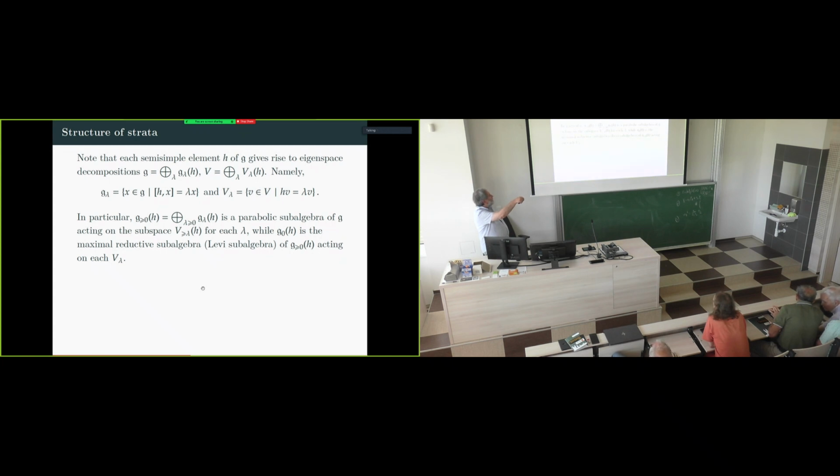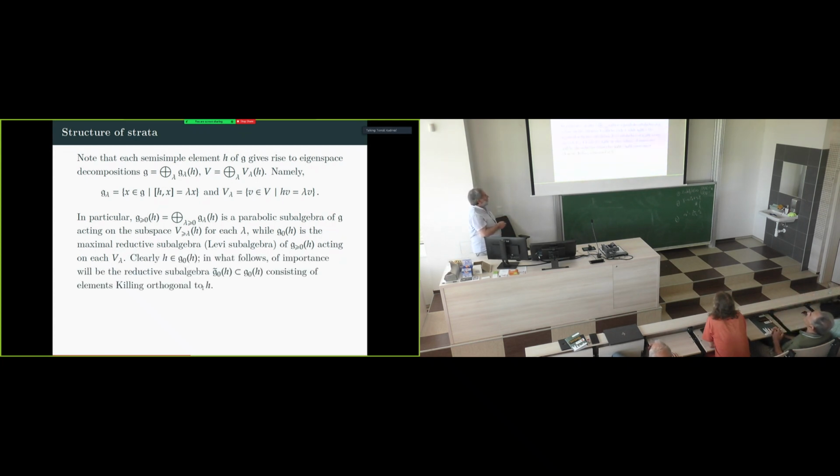And this parabolic subalgebra acts on each graded piece from some place up, and G_0, this Levi subalgebra, acts on each graded piece. In particular, h itself is in this G_0, and we need this smaller subalgebra, which is the orthogonal complement of h in this G_0. And then you have the corresponding subgroups in G.